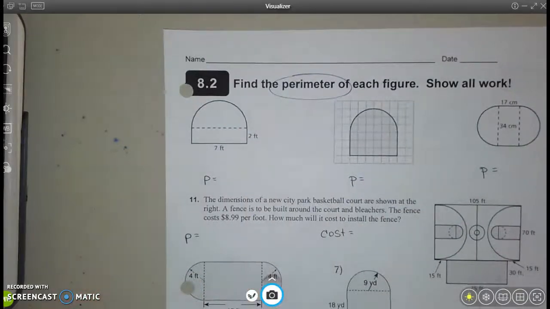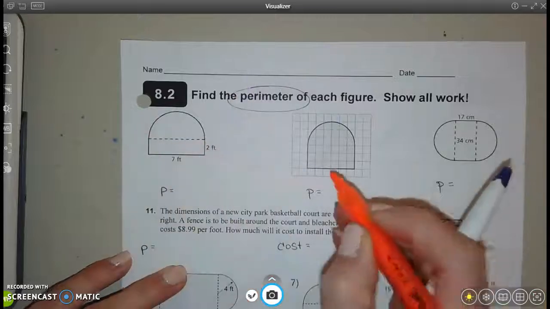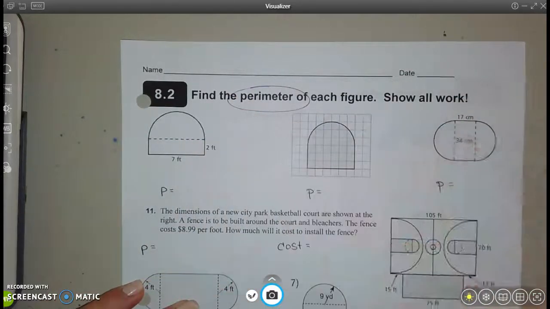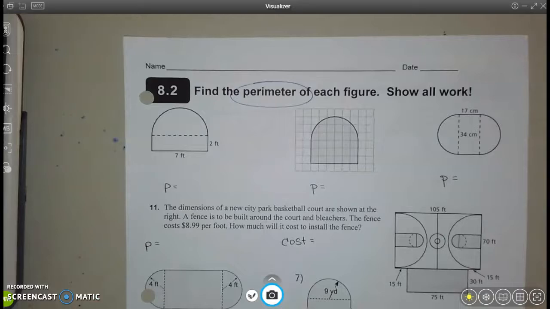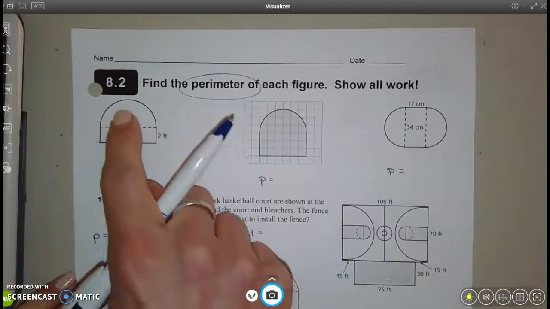My hint to you here is going to be use a highlighter and highlight all of the outside edges as you add them up, okay? So we're going to show all our work and do just a few on each side as practice, as examples here. Okay, let's start with this top one.